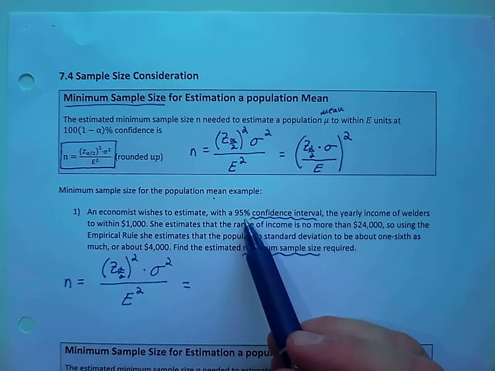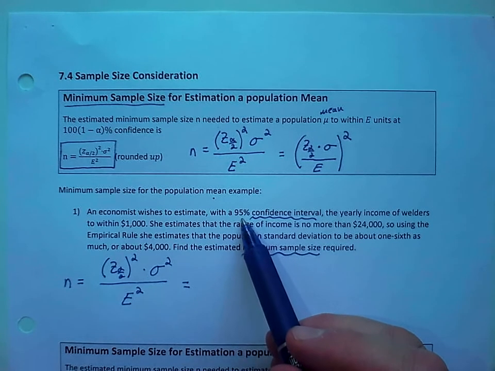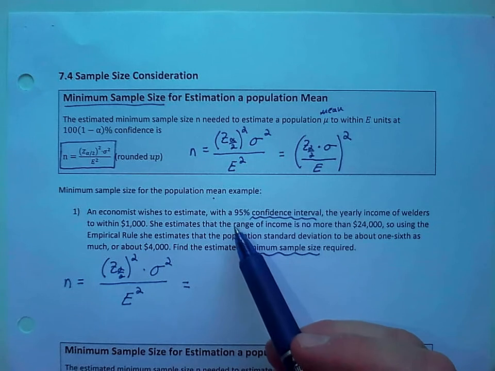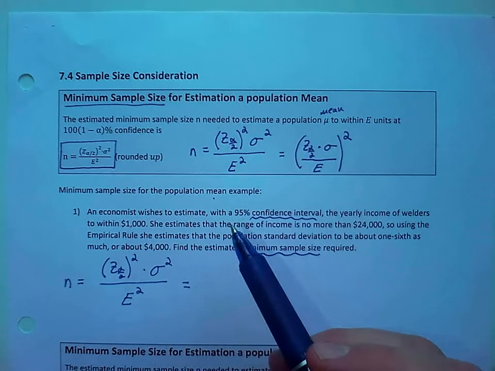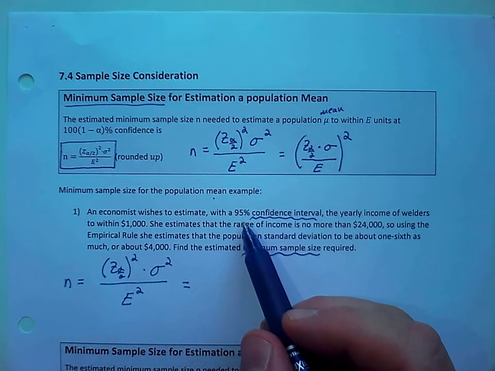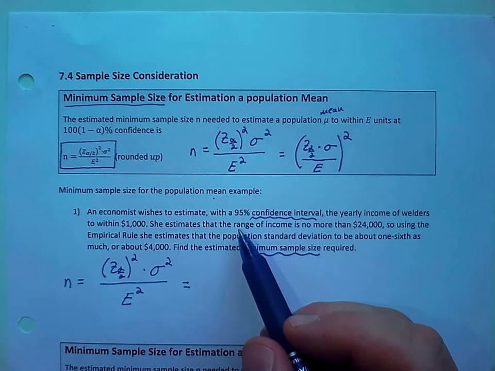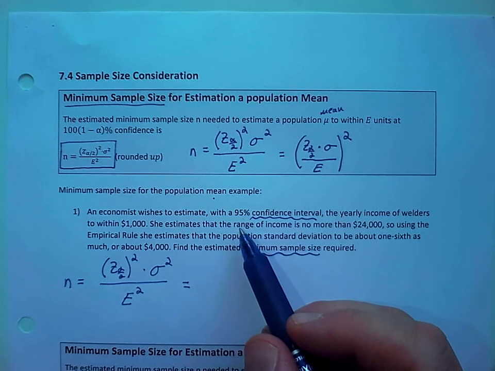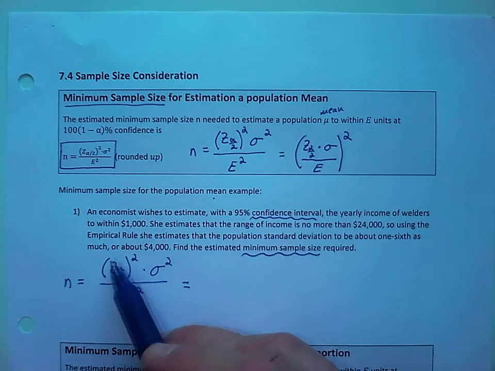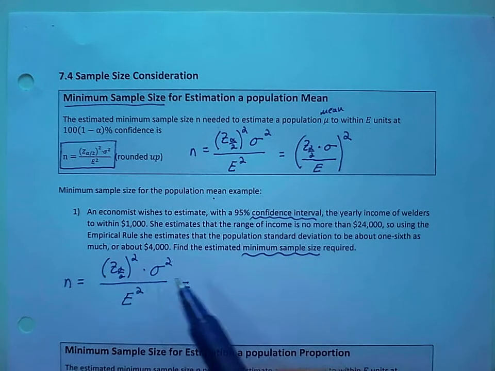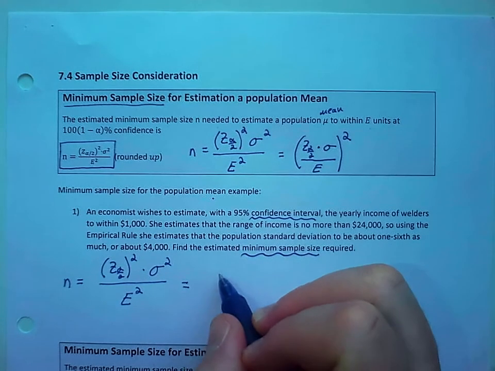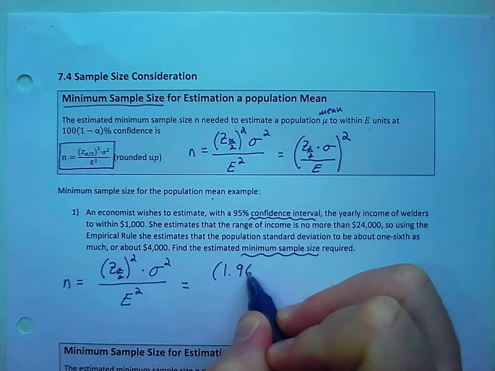We have a 95% confidence. We're trying to construct a 95% confidence interval. So therefore, we have a 95% confidence level. If we have a 95% confidence level, then we know that alpha is equal to 5%, and alpha divided by 2 is equal to 2.5%, or 0.025. So therefore, the z value that corresponds to 0.025 in that left tail is equal to 1.96.